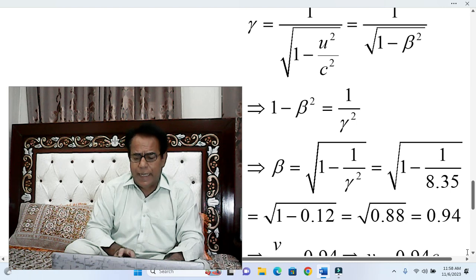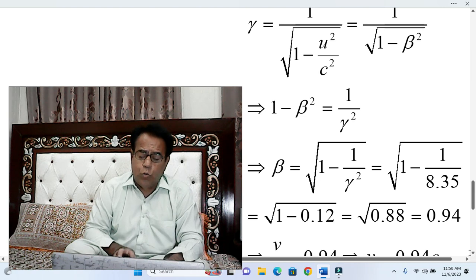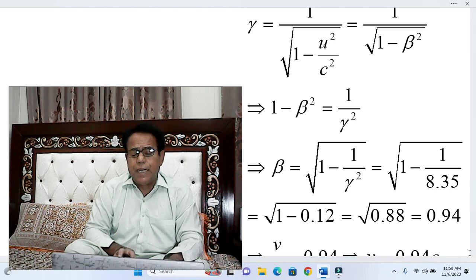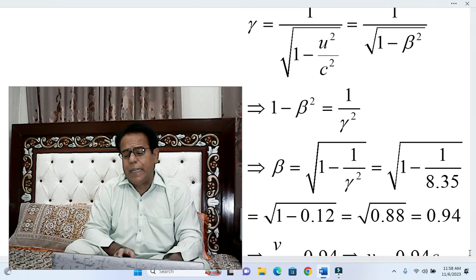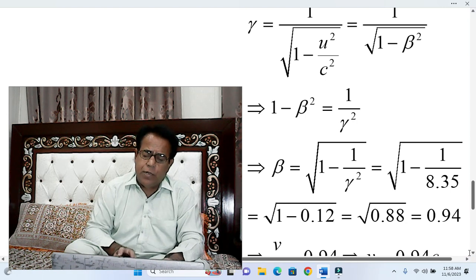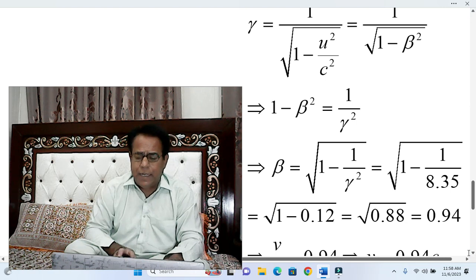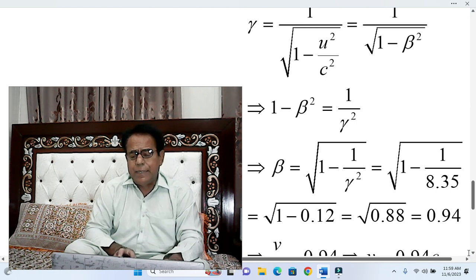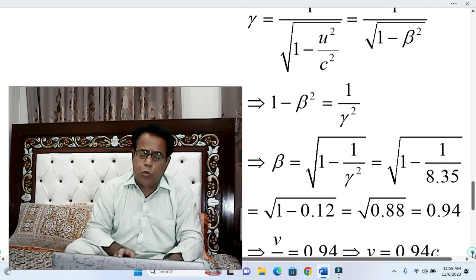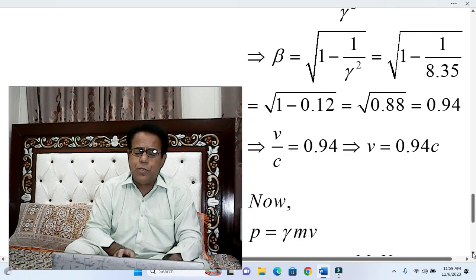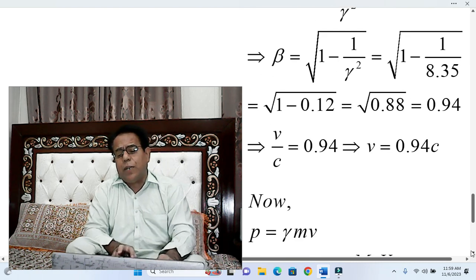This implies that beta square becomes equal to 1 minus 1 over gamma square. What we have done, we have shifted beta square to the other side of equality, and hence 1 over gamma square becomes on the other side of equality as minus. So 1 minus 1 over gamma square becomes equal to beta square, and after this we will take under root on both sides, and then beta becomes equal to under root 1 minus 1 over gamma square.